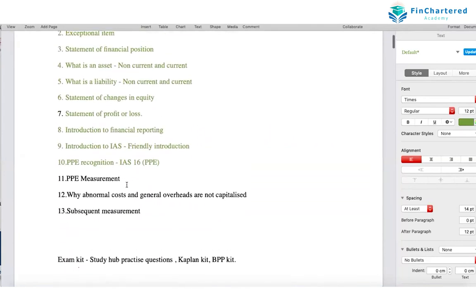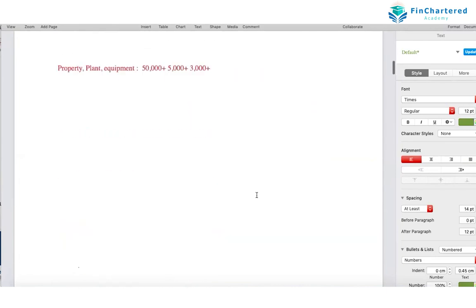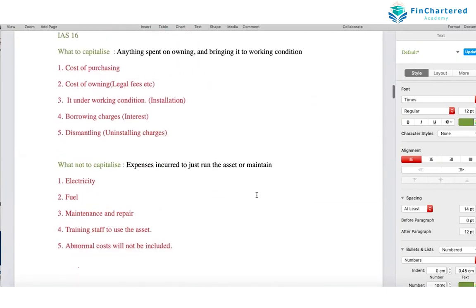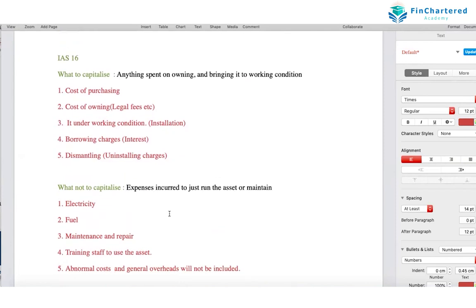So we've looked at PPE measurement also. Next, I'll tell you why abnormal costs and general overheads are not capitalized. Here, I just told you abnormal cost and general overheads will not be capitalized. Why is what I'll tell you now.